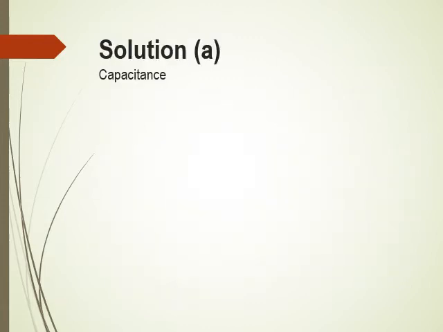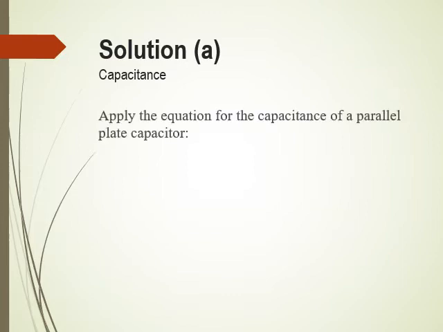Question A. Since you are given the surface area of the plate and the distance between the two plates, you can apply the equation for the capacitance of a parallel plate capacitor to solve this question. C equals epsilon naught A over d.